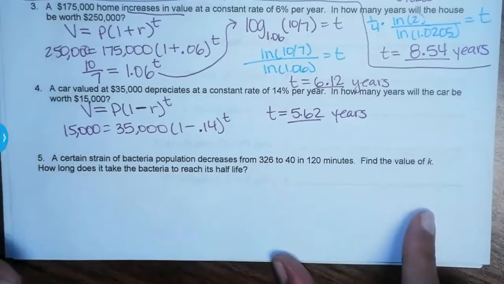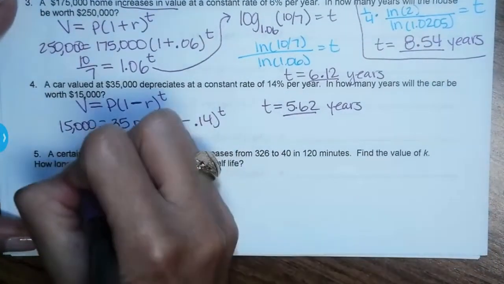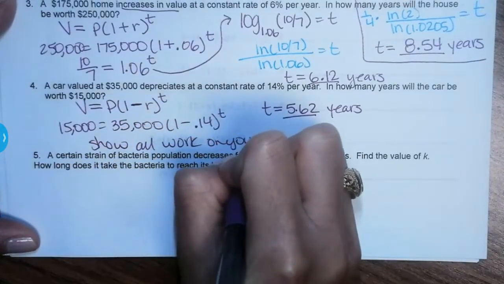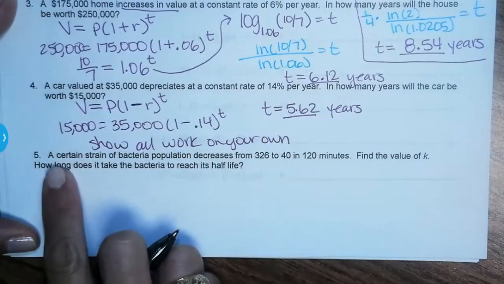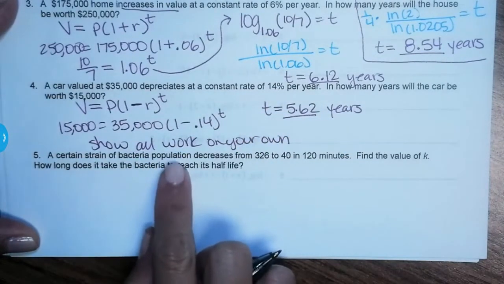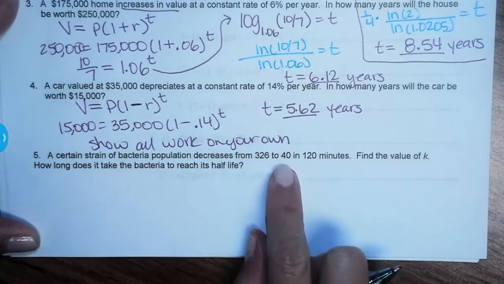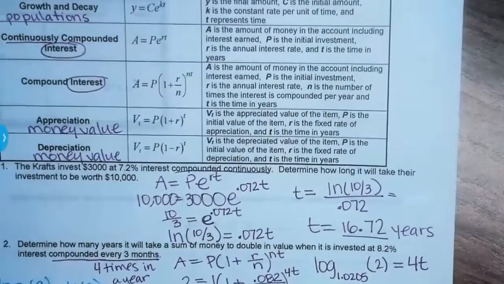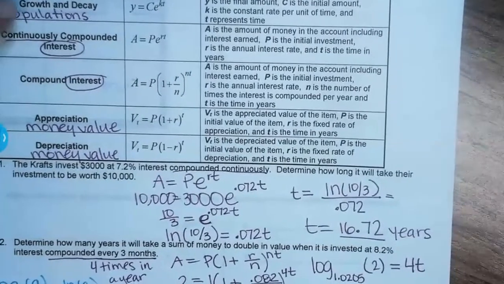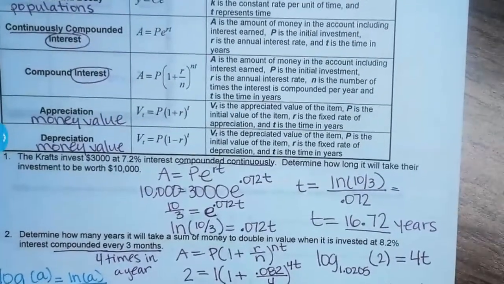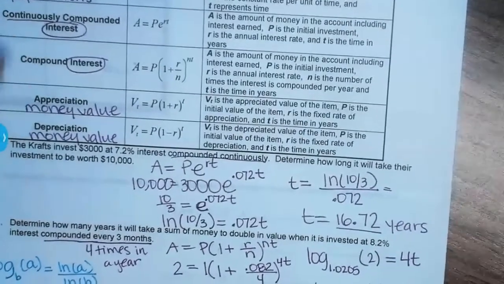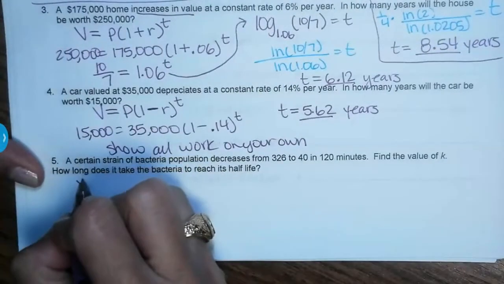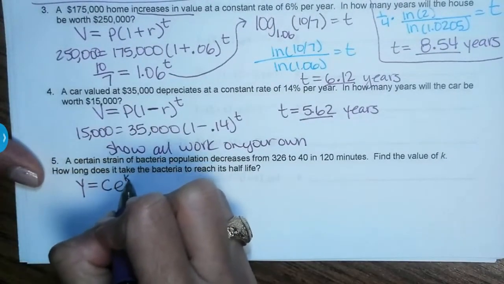Number 5, let's show all the work because that one's different. Number 5, a certain type of bacteria population decreases from 326 to 40 in 120 minutes. So the formula you'll use is the very first one called growth and decay. That's when you're talking about populations like people or bacteria or just items that aren't money. Populations increasing or decreasing. This is the formula we're going to use: y equals C e to the kt.